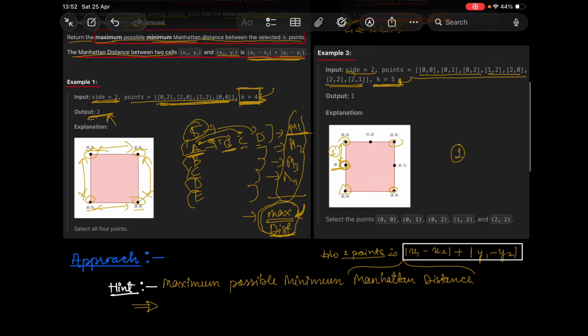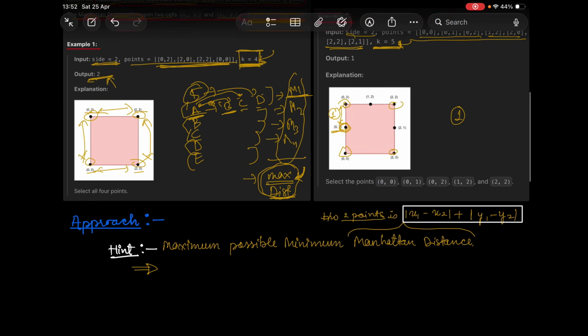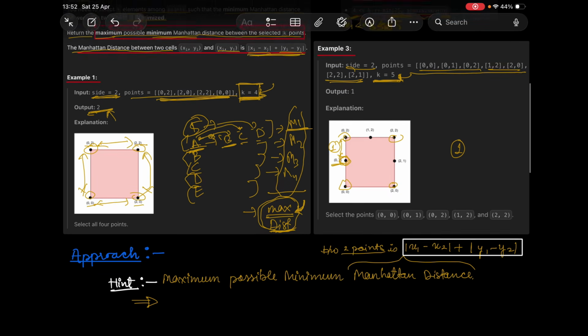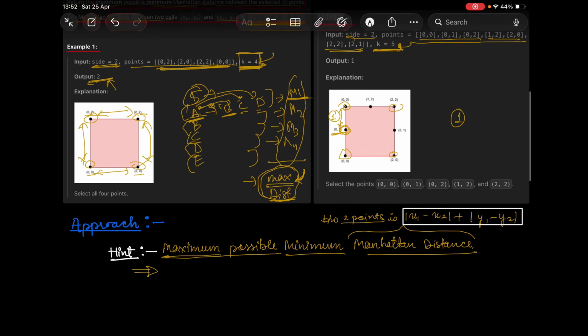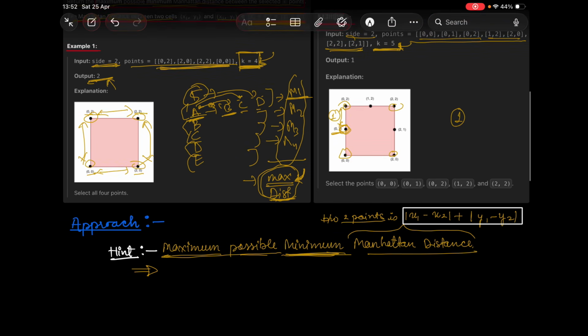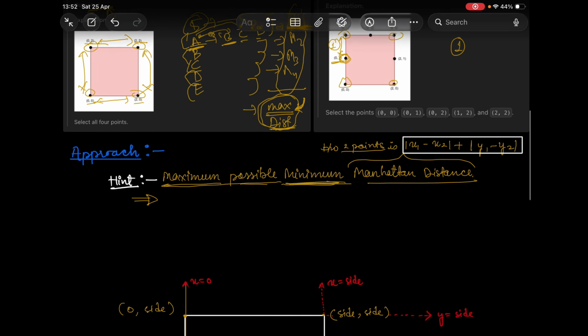Okay, so this is another example. Now, how will we solve this problem? One hint given in the problem itself is that we have to maximize the possible minimum Manhattan distance between 2 points. Maximize possible minimum. So this clearly says, if you have studied binary search on answer, that this is a binary search on answer problem. We have to apply binary search on the answer. Now, along the way we will identify how we will apply binary search and what the answer is on which we will apply it.